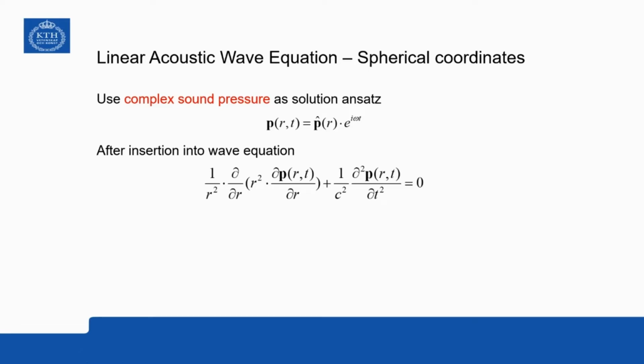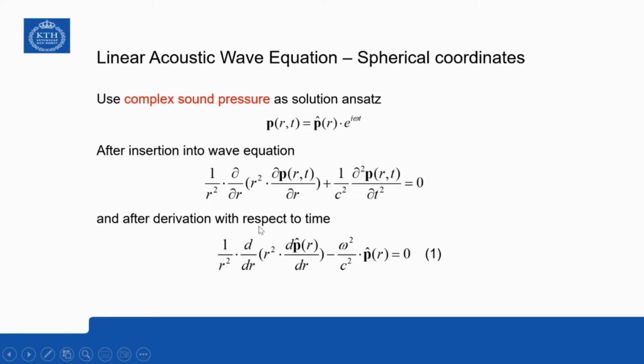And then if we perform the time derivation, then you know that we have a double multiplication with iω instead of the second order time derivative. And we can also perform this derivation with respect to the distance r. Then it turns out that after the time derivation, we end up with this differential equation. And this differential equation has solutions.